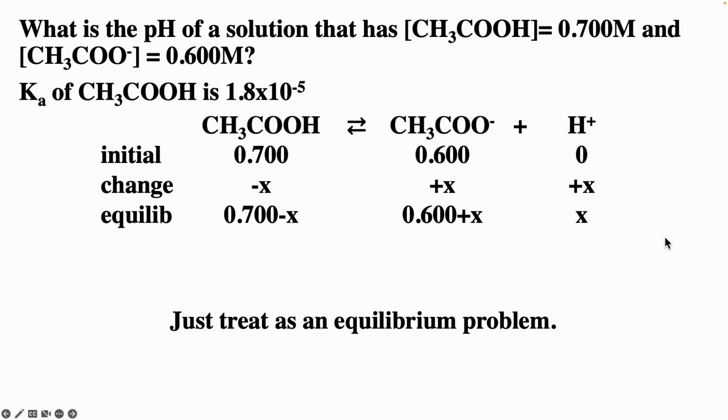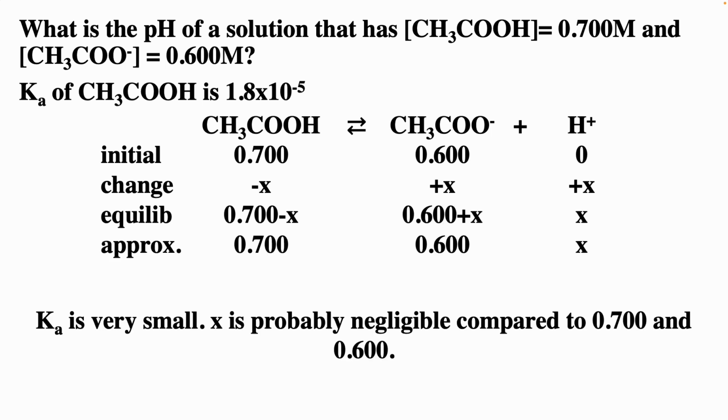And so we're treating this like an equilibrium problem. Now, our K is really small, and so our X should be negligible compared to 0.7. If it's negligible compared to 0.7, it's probably also negligible compared to 0.6. And so we can use the approximation that X is negligible compared to 0.6 and 0.7, and it gives us these concentrations at equilibrium.